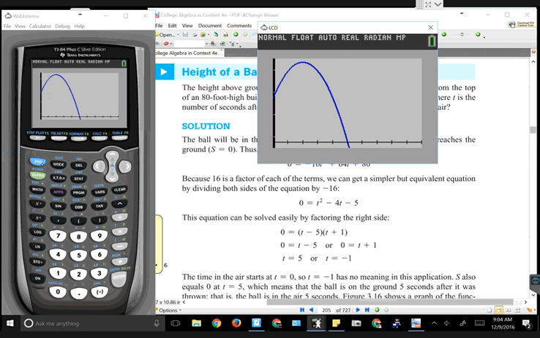Okay. So let's just check that out. We'll go and hit the trace. We'll put it, well, look at that. It came up originally. x = 5 is equal to 0. So how many seconds did it take to hit the ground? 5 seconds.